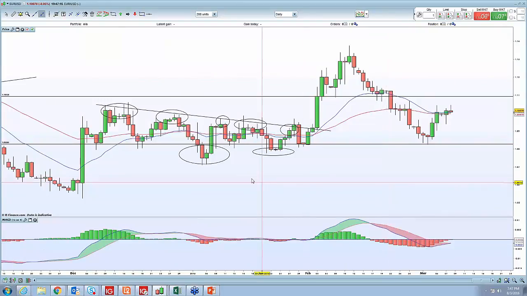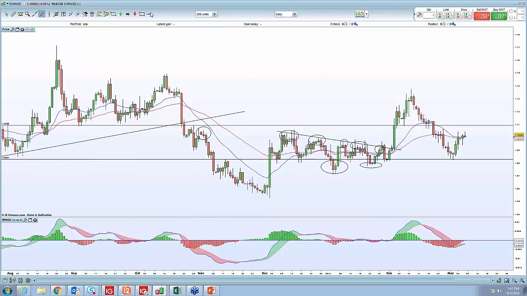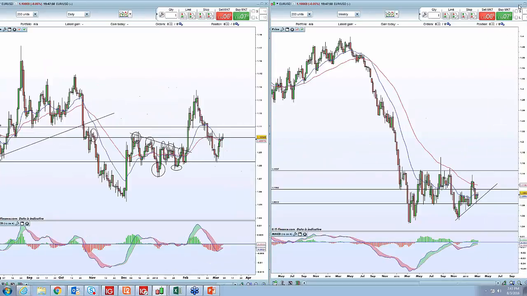Let's look at the daily chart. Let me just zoom out a bit. On the daily chart, we are near a key level of resistance around the 1.1000 level, and there's not much trend to me. I don't really talk much about Euro dollar because it's very, very mixed. I don't like to trade charts that are mixed. The trends are just not nice at all.